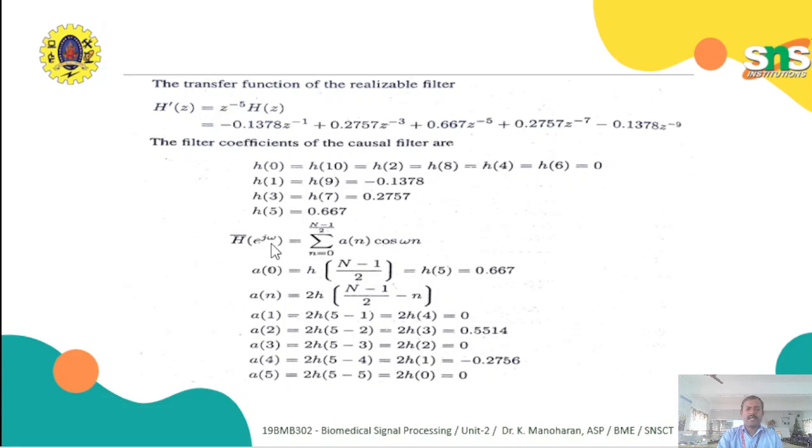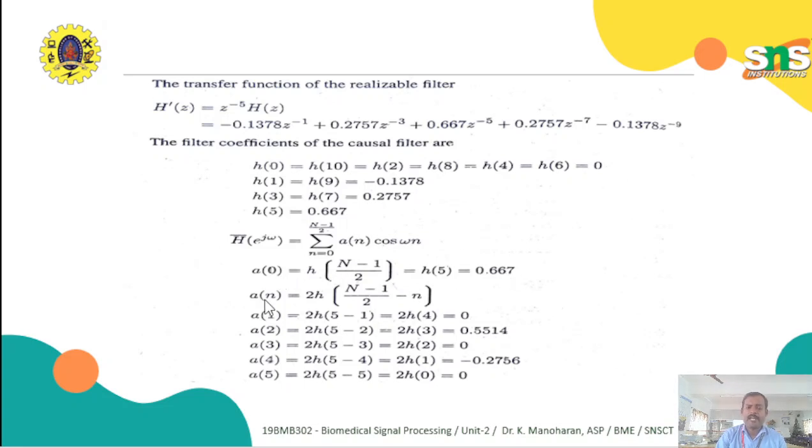Now from this I need to find a of n and a of 0 to write this expression. So H bar of e power j omega equals the summation of n equals 0 to (N minus 1) by 2 of a of n into cos omega n. First we need to find a of 0 and a of 1. So a of 0 equals, by a very simple formula, h of (N minus 1) by 2. (N minus 1) by 2 is 5, so this is h of 5. The h of 5 value is 0.667. This is a of 0.